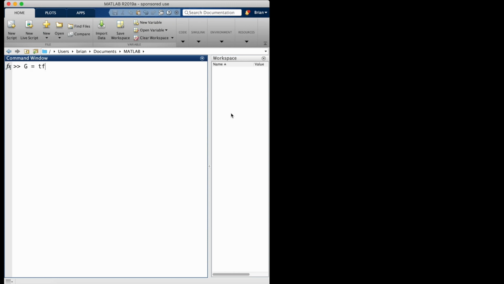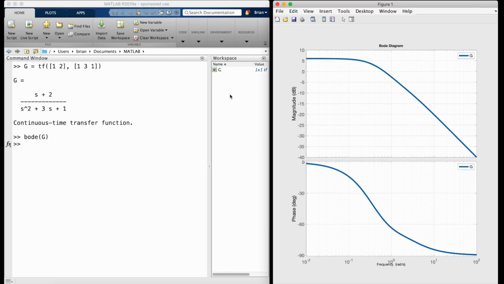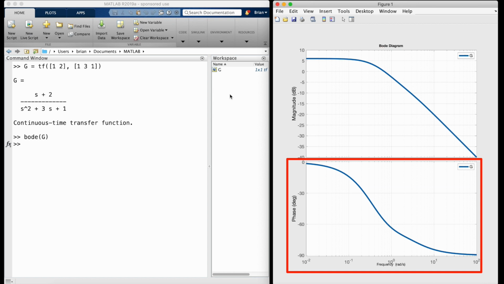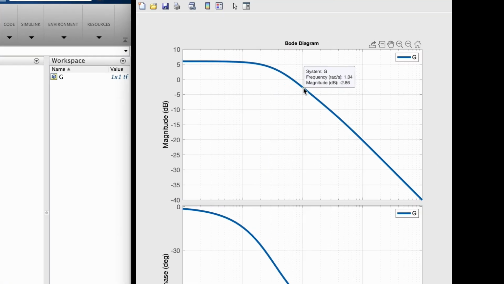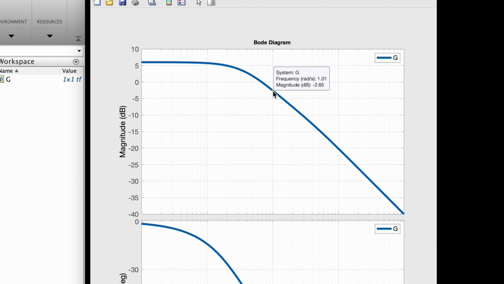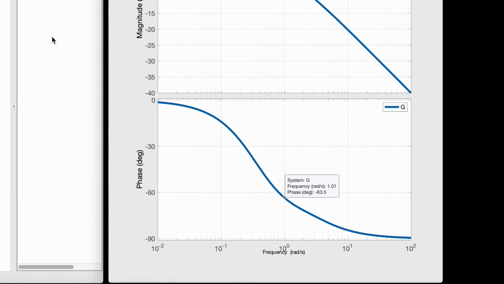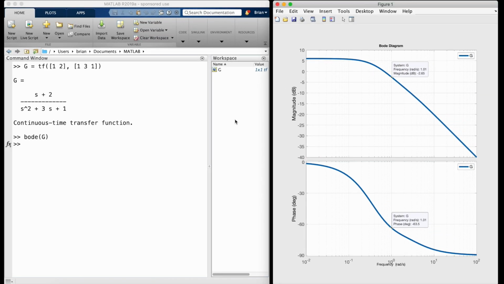We can graph the frequency response of a transfer function with a Bode plot. For example, the Bode plot for (s + 2) / (s^2 + 3s + 1) looks like this. The top graph shows how the magnitude of the input signal is altered for each frequency in the spectrum, and the bottom graph shows how the phase is shifted for each frequency. And from this, we can see that if we input a 1 radian per second sine wave into this system, the output signal would have a magnitude around 2.6 decibels lower, and the signal would be shifted by about negative 64 degrees. Or, in other words, the input signal would be delayed by about a sixth of a cycle, and the amplitude would be a little bit lower.